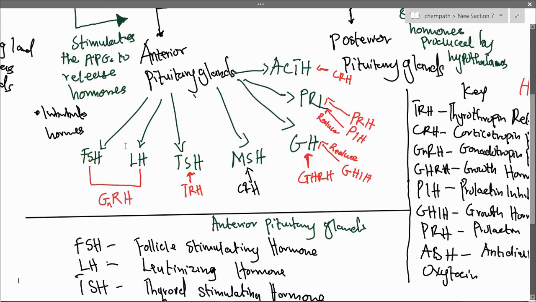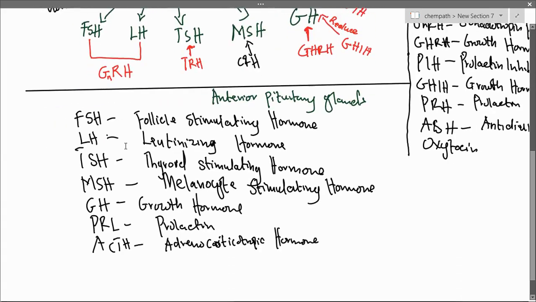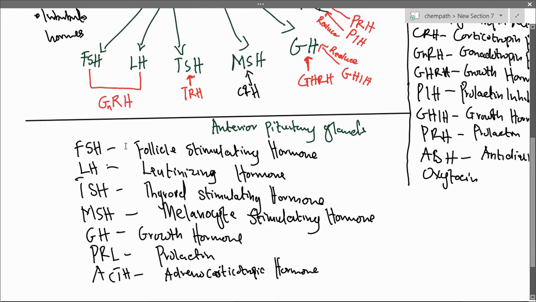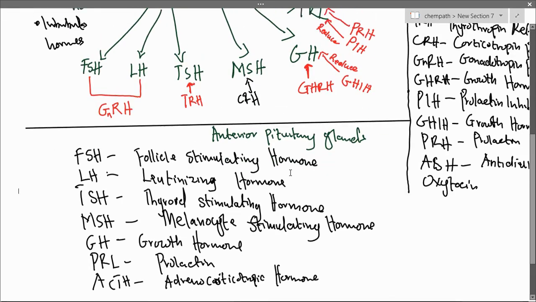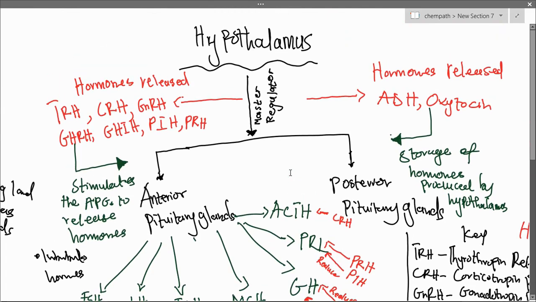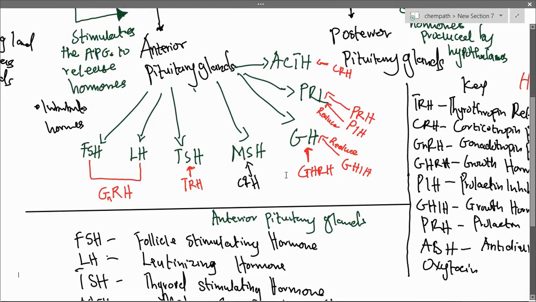And then when some of the hormones of the hypothalamus, which I have already explained, affect the anterior pituitary gland, these are the hormones that are produced: follicle stimulating hormone, luteinizing hormone, thyroid stimulating hormone, melanocyte stimulating hormone, growth hormone, prolactin, and adrenocorticotropic hormone. So that is all about the hypothalamus. In future videos, we are going to take each of the hormones and go much deeper into their regulation and how they affect their target organs.